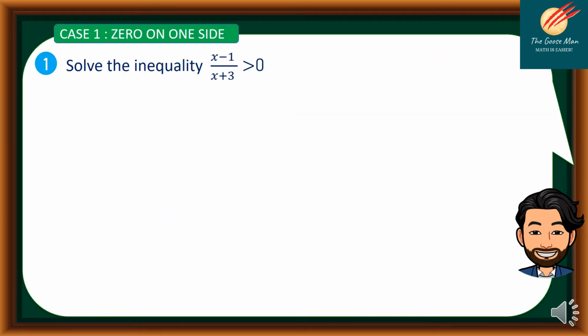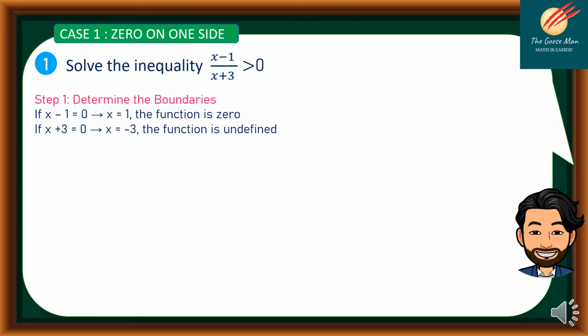So let's talk about the first case, meaning the zero on one side. In order to solve the inequality (x minus 1) over (x plus 3) greater than 0, the first step is to determine the boundaries. To determine the boundaries, we let x minus 1, the numerator, equal 0. So x is equal to 1. This is where the function is 0. On the other hand, x plus 3 equals 0. This is the denominator, where x is equal to negative 3. It makes the function undefined.